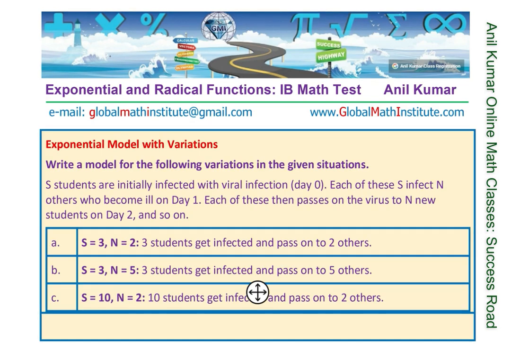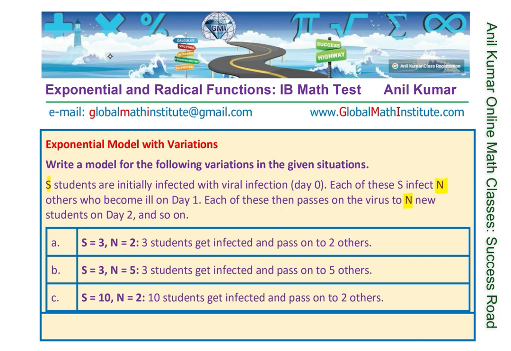So what I've done here is that same question, we could write this as S students. So in general, the number of students could be, we were saying 3, it could be S students are initially infected with viral disease. Each of these S infect N others, who become ill on day 1, each of these pass on the virus to N new students on day 2 and so on. So you see the variation.